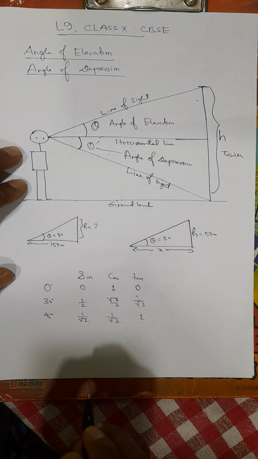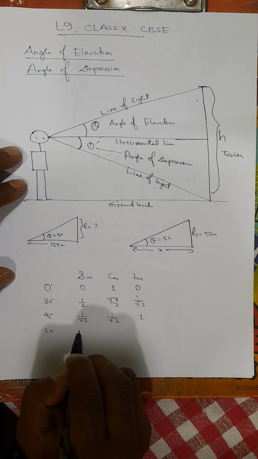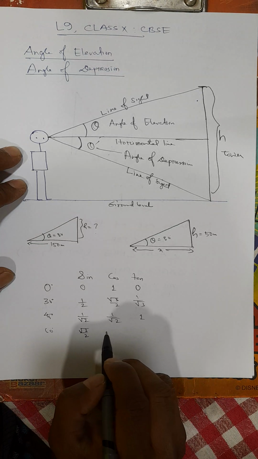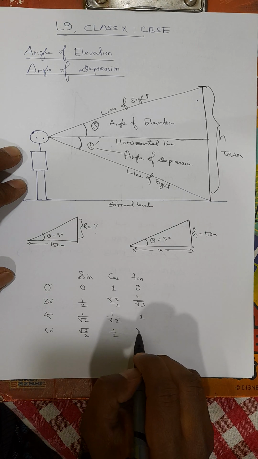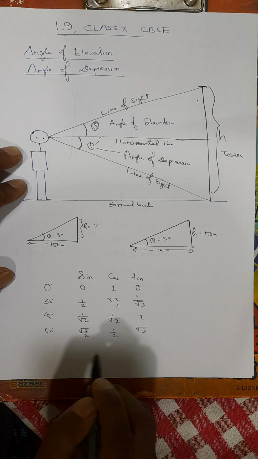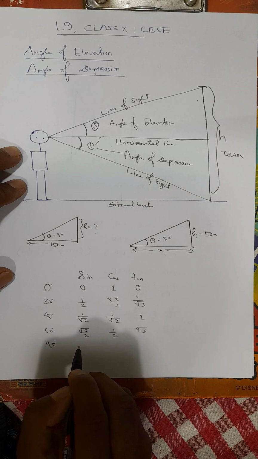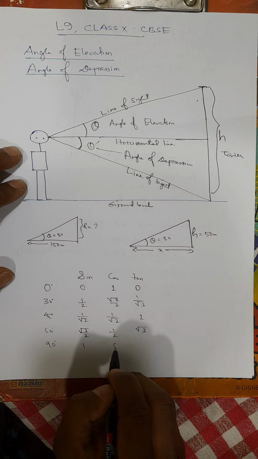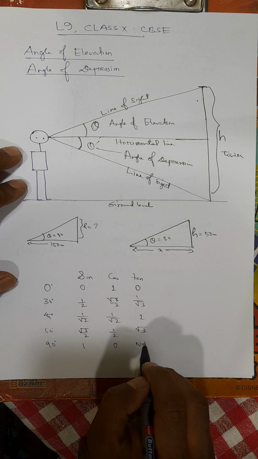tan 45 degree is 1. Then 60 degree angles, sin 60 equal to root 3 by 2, right? Cos 60 equal to half, then tan 60 equal to root 3. Then you remember 90 degree angles, sin 90 degree is 1, cos 90 degree equal to 0, and tan 90 degree is not defined, right?